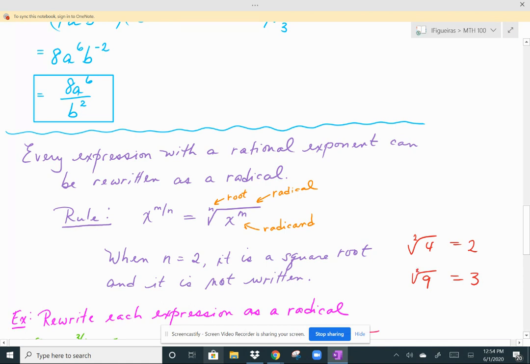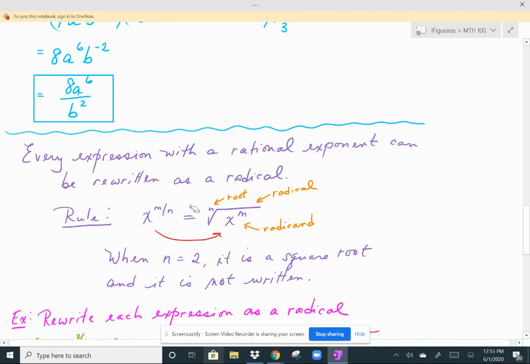It's just not necessary. It's implied when you don't have the root there that it is a square root. But all other roots, cube roots, fourth roots, fifth roots, you have to put the little number in the corner. Okay, so the denominator is what we call the root. The rest of the expression is what we call the radicand, and the radical symbol is what's letting you know what operation you're doing, and that's this.